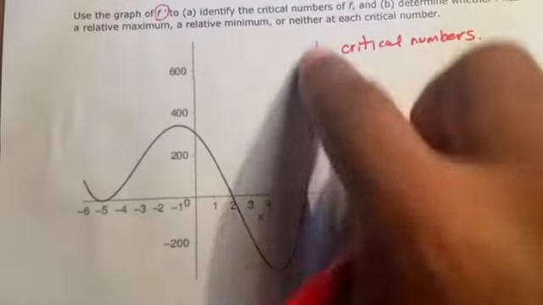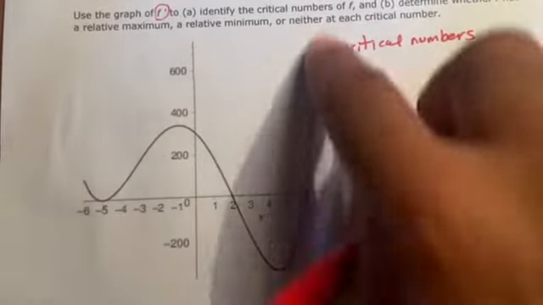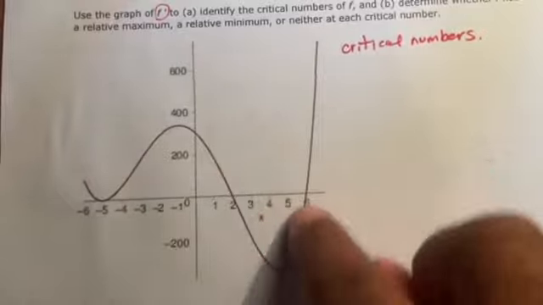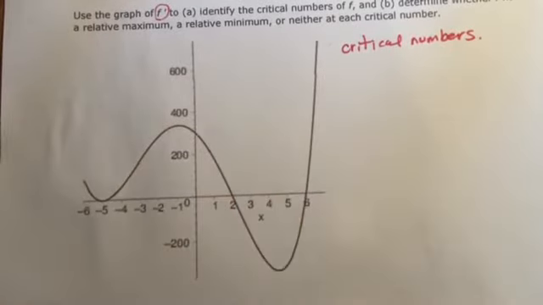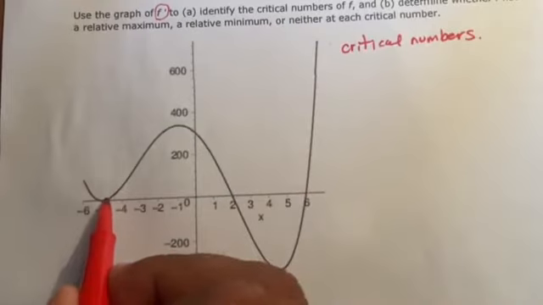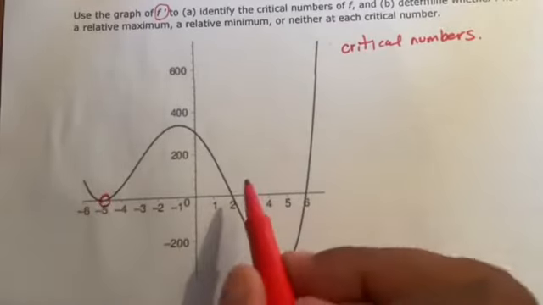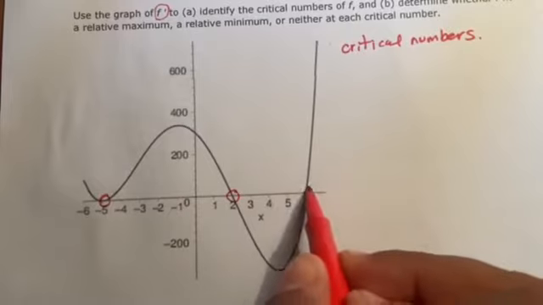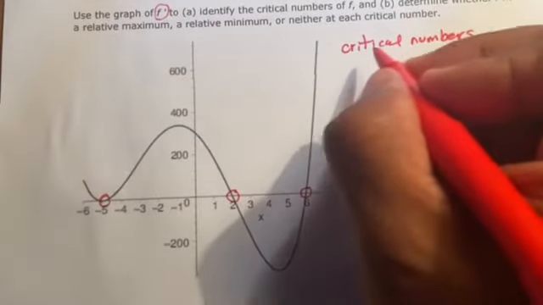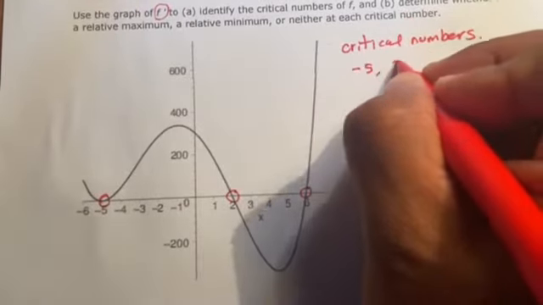This derivative, graphed on the interval that I have here, is defined everywhere, right? There are no skips or jumps, so this derivative is defined everywhere. Where is this derivative equal to 0? Well, it's at the x-intercepts, right? At negative 5, it looks like there's a critical number. At 2, and at 6, right? So I have three critical numbers again: -5, 2, and 6.